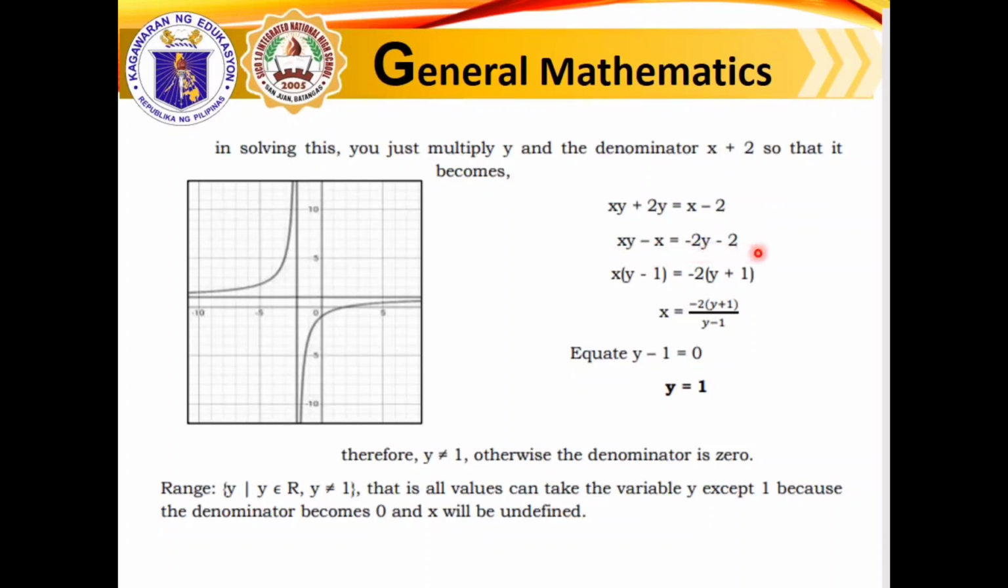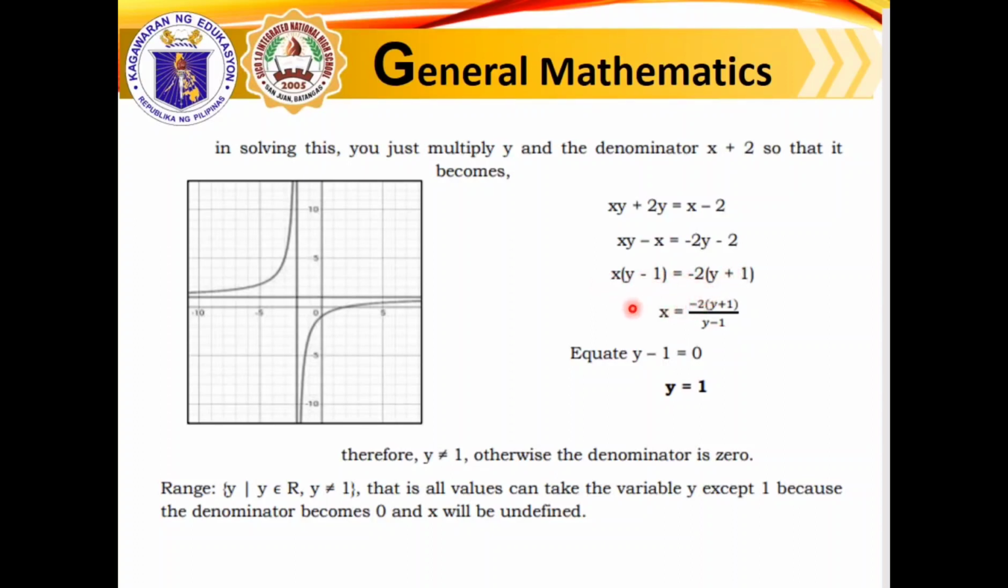So we combine like terms, so x and x. Then 2y transposes to the right side, it will become negative 2y. So then we factor. So x times y minus 1 equals negative 2 times y plus 1. So the value of x will be negative 2 times y plus 1 all over y minus 1. So we simply divide both sides by y minus 1, and it will become x.